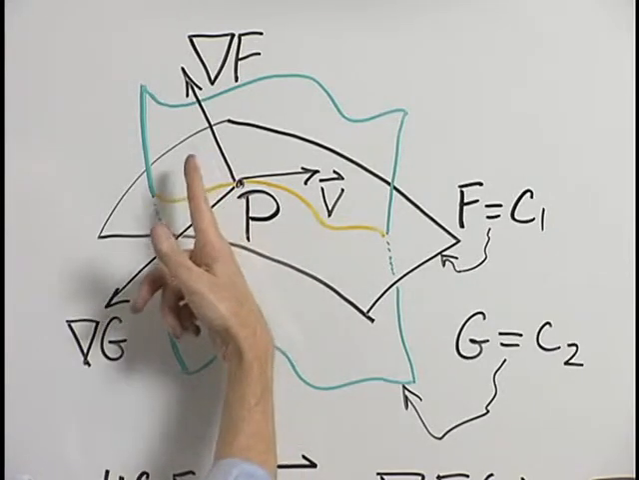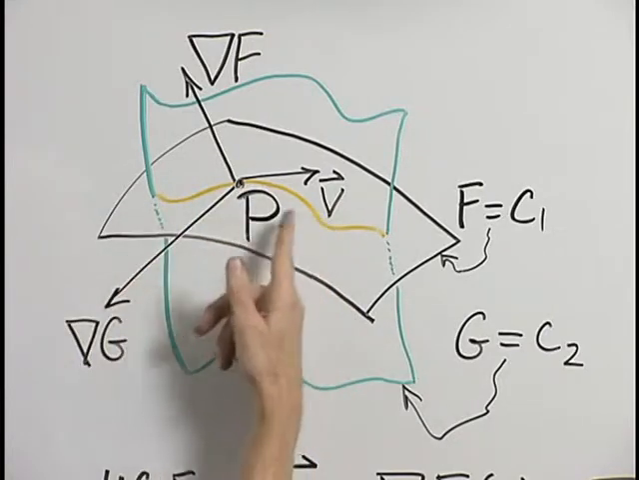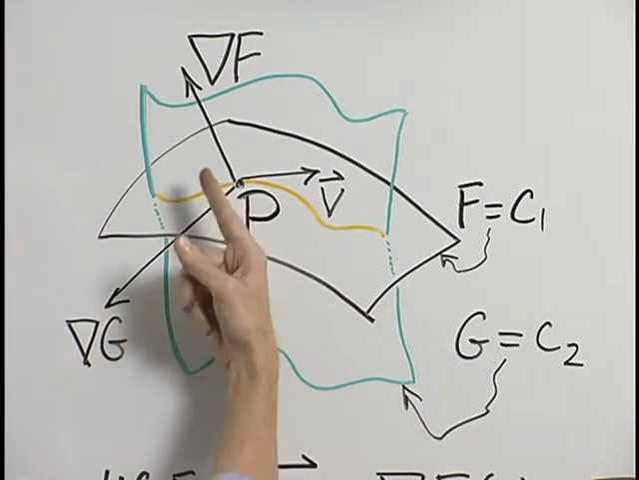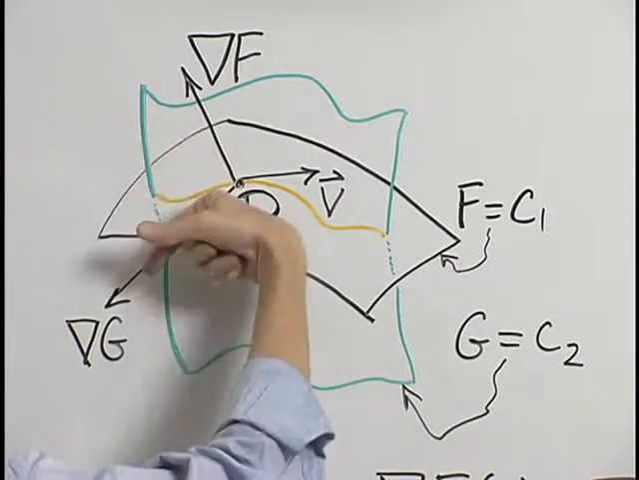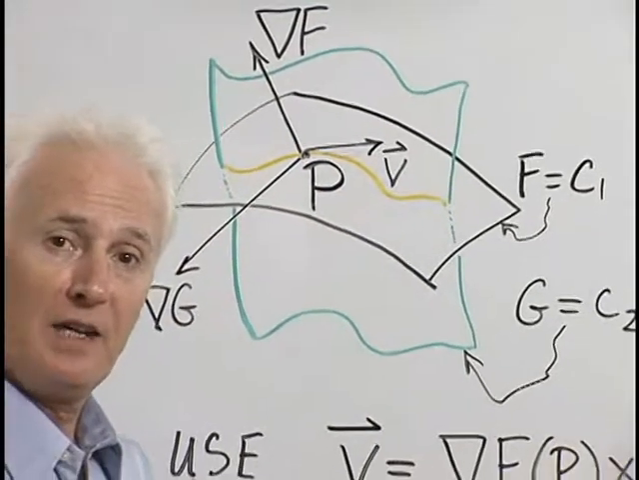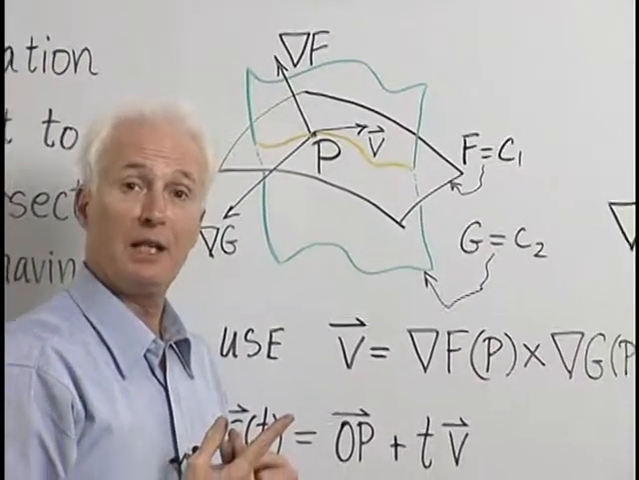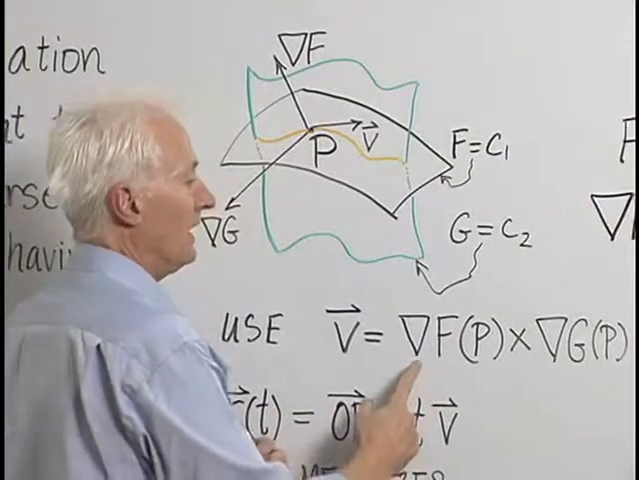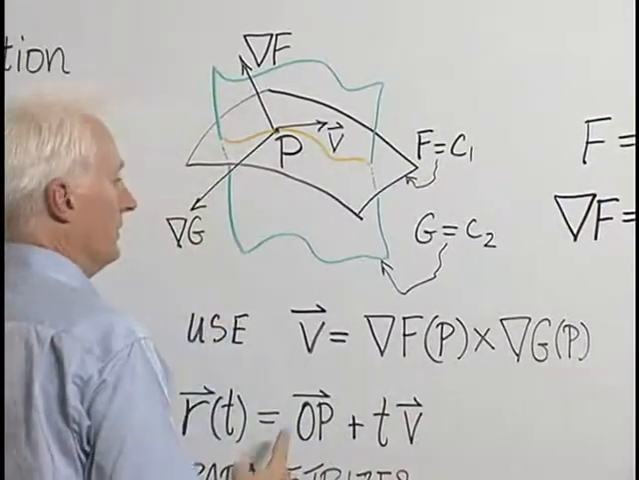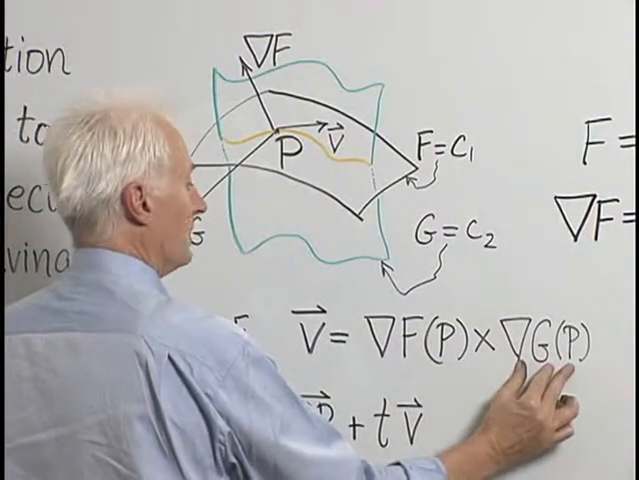So consequently, if I'm just looking for a vector tangent to the yellow curve, I know that it has to be perpendicular to this vector and perpendicular to this vector. Now, whenever you want to find a vector that's perpendicular to two given vectors, if they're not parallel, you know what to do. Just take the cross product of the two vectors. So we have the gradient of F at the point P, the gradient of G at the point P.